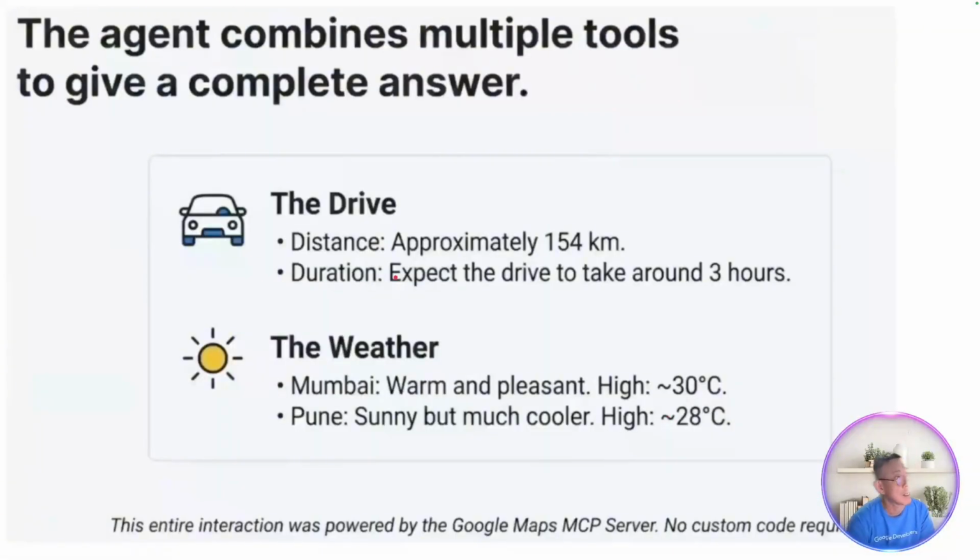Okay, so from there you can see your Gemini CLI will return a complete answer using multiple tools. It says from Mumbai to Pune, the distance will be 154 kilometers and expect to drive around 3 hours. And then the weather: Mumbai is around 30 and Pune is around 28. So you can see here, imagine now if you were to build an application where you need to use Google Map information. It's very simple. Just connect to the services provided by Google Map under the Google MCP server.